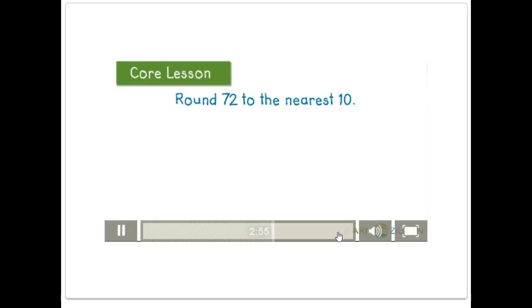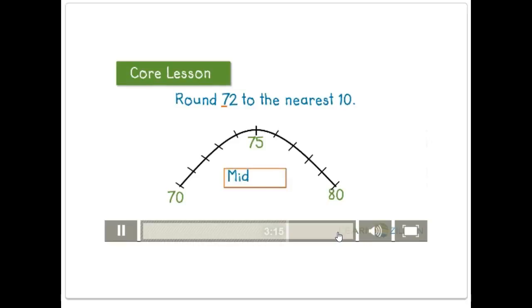Now let's round 72 to the nearest 10. We'll focus on the 7 because it's in the tens. 72 falls in between 70 and 80, so 70 and 80 are our benchmark numbers. The midpoint is 75 and falls halfway in between. If we place 72 on our number line, we can see that it is below the midpoint. So 72 will round down to 70. The 7 stays the same, and the 2 turns into a 0 because we want to go to the nearest 10.